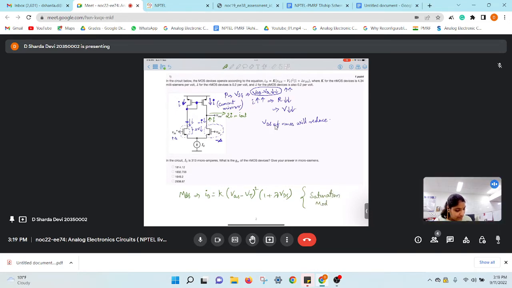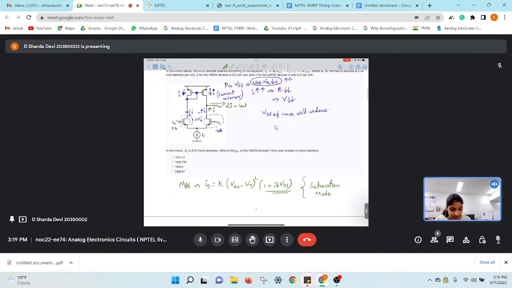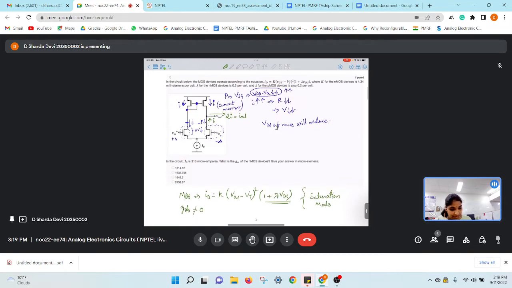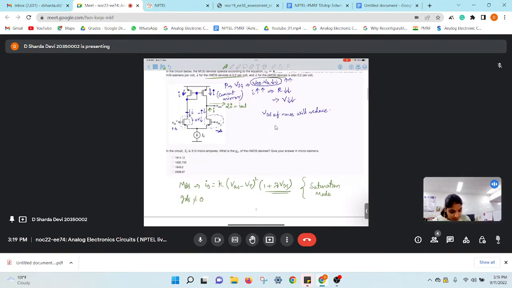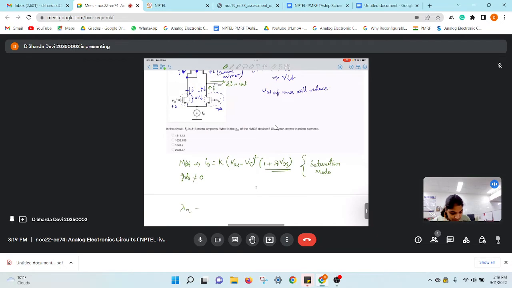So this is clear. Next, what does this show? Channel length modulation, that is, GDS is not equal to 0, so we have to consider the GDS. Now moving ahead, K value has been given, lambda has been given. And lambda for NMOS and PMOS both are equal.